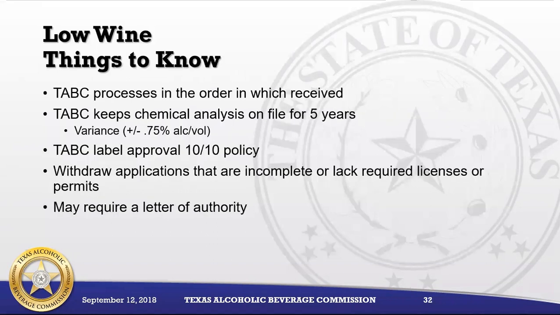Things to know about low wine applications. We process in the order in which received. The division operates on a 10-10 policy. The applicant has 10 days to respond to a correction letter or the application will be withdrawn. Should you respond within the 10 days and further corrections are needed, there's a maximum of 20 days to resolve any issues with your label approval application. Otherwise, the application will be withdrawn.